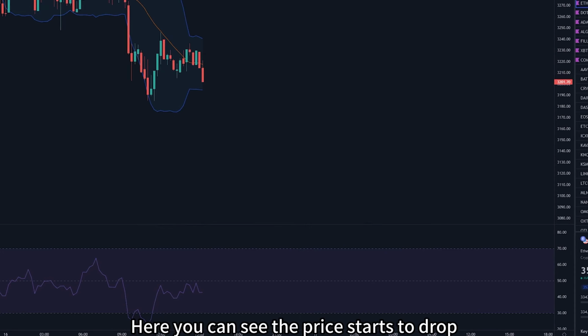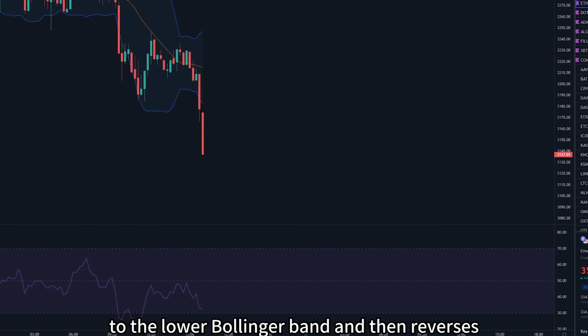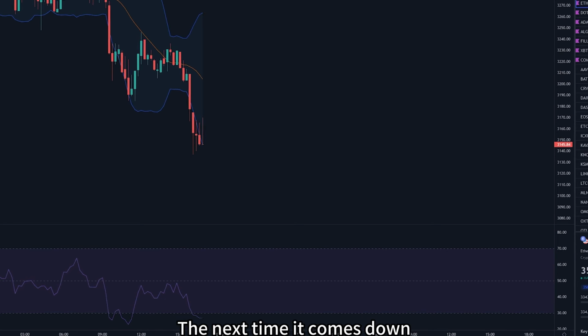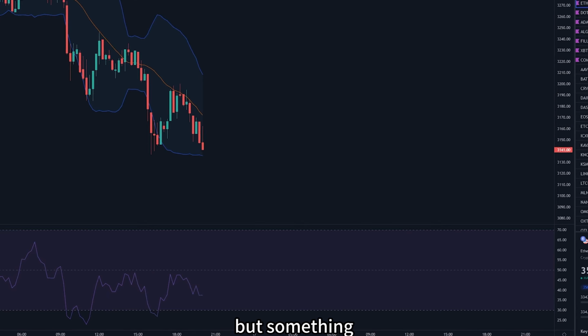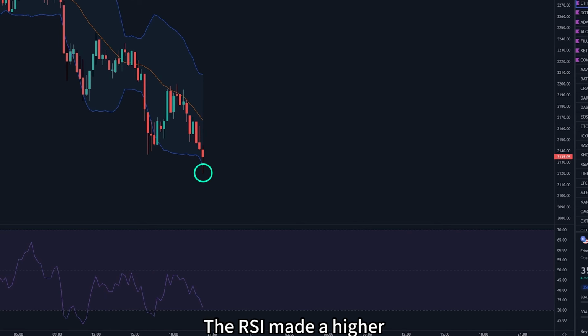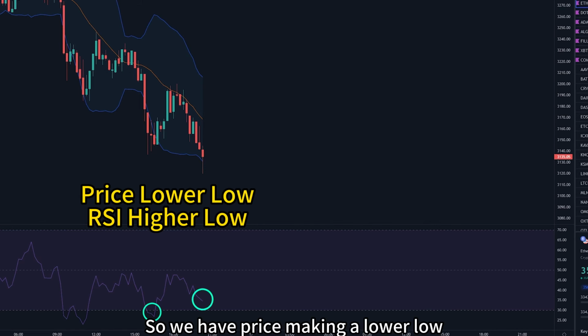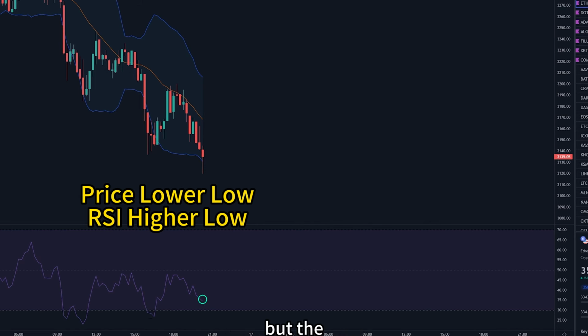Here you can see the price start to drop to the lower Bollinger Band and then reverse. The next time it comes down, it makes a new low from the previous low. But something interesting is happening. The RSI made a higher low. So we have price making a lower low, but the RSI is making a higher low.